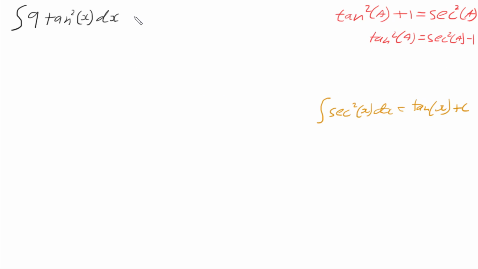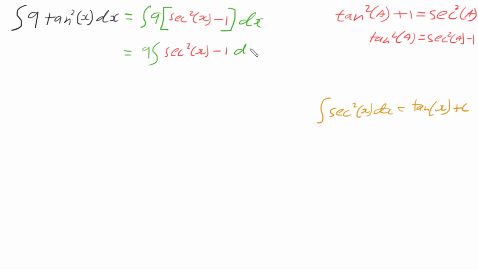So if we go and do that, that's going to give us the integral of 9 outside, and the tan squared of x is going to change into secant squared of x minus 1, and we're still with respect to x. So now I'm going to tidy this up a little bit by taking this 9 outside the integral because it's a constant. So that's going to leave us with 9 times the integral of secant squared of x minus 1 dx.